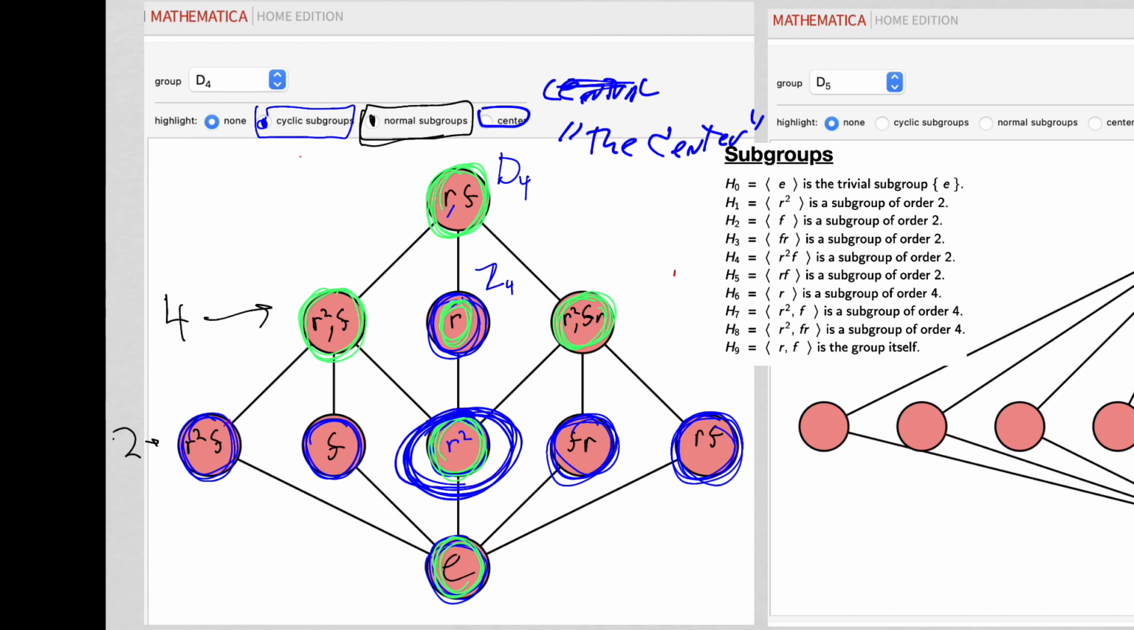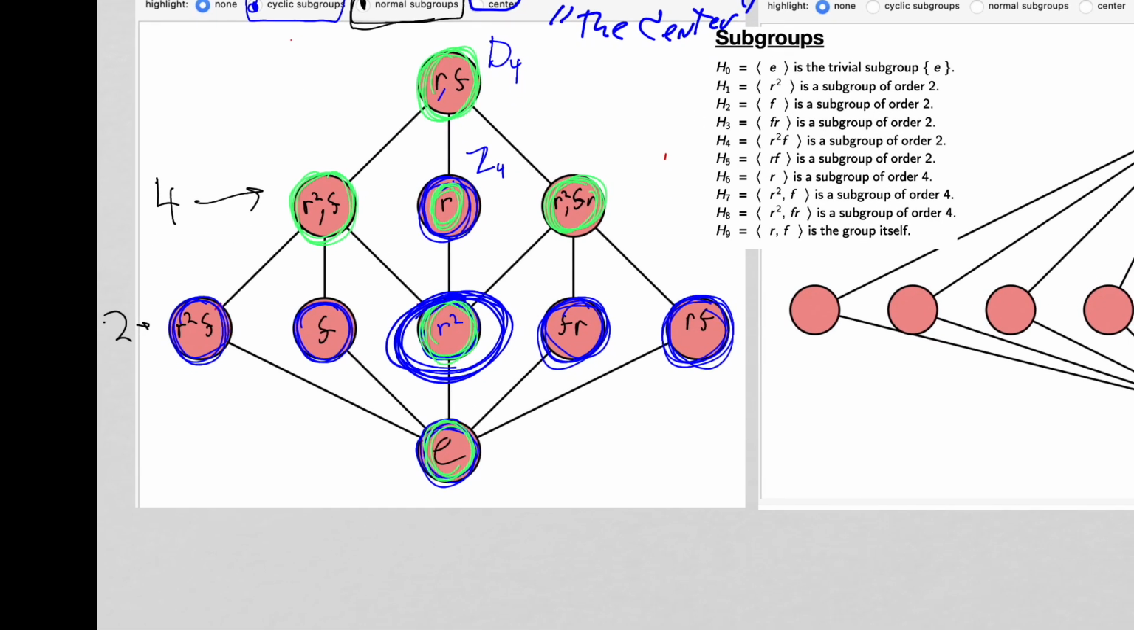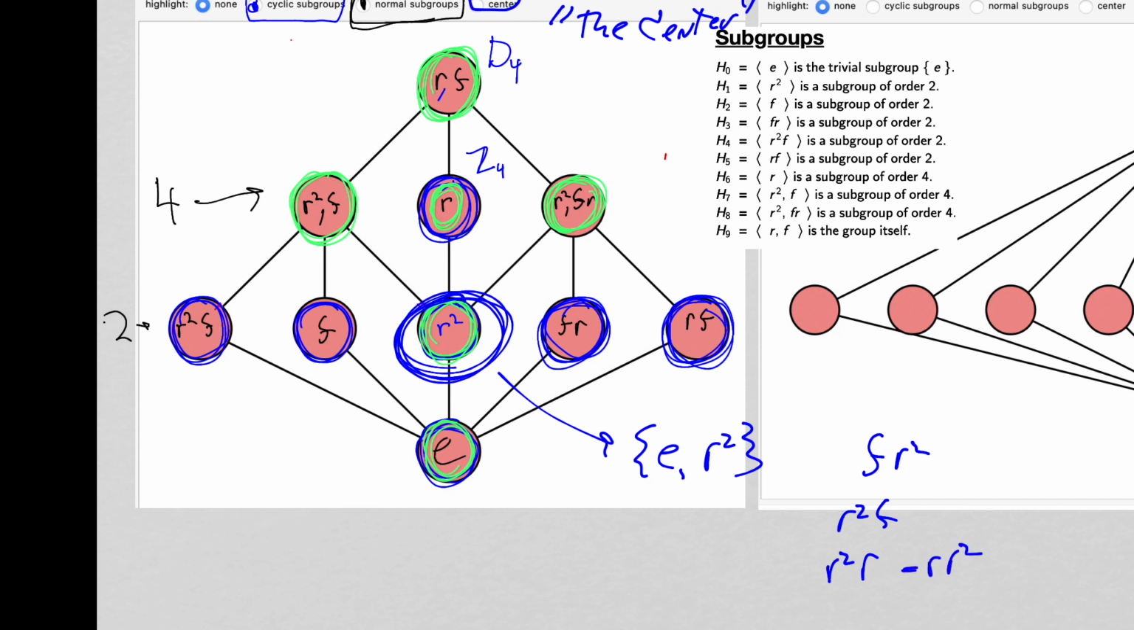This is the subgroup of all elements that commute with everything in the group, right? So this group here is the group generated by R squared. As a set, it is the elements E and R squared. And R squared commutes with everything. So if you have F R squared, that equals R squared F. If you have R squared R, that equals R R squared. Well, that's sort of obvious. I guess this is the only one where it really digs in and matters. So that's called the center.